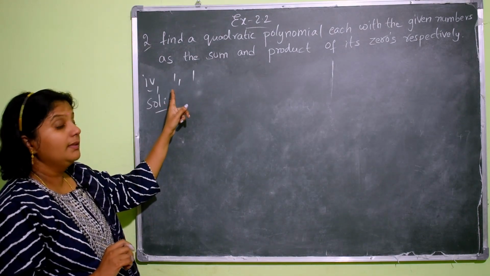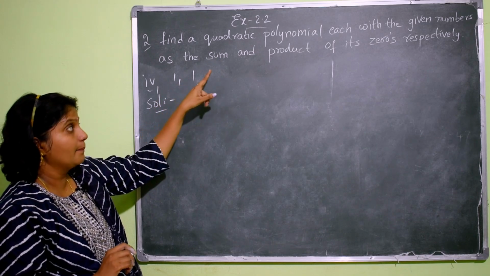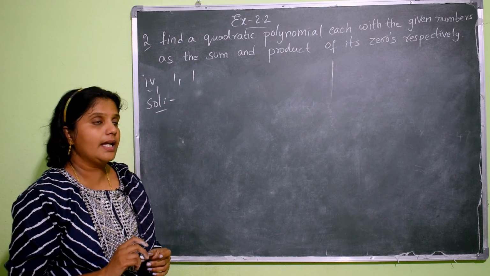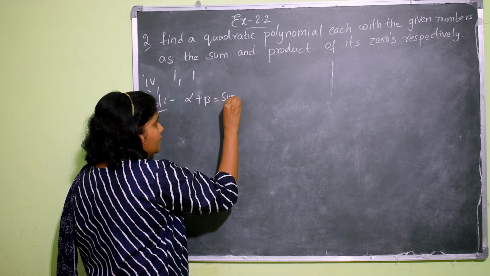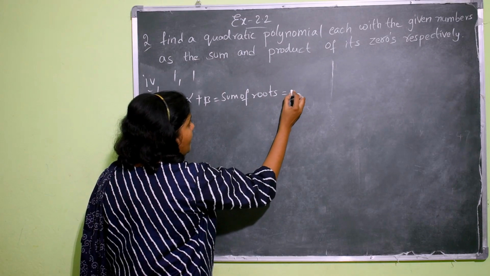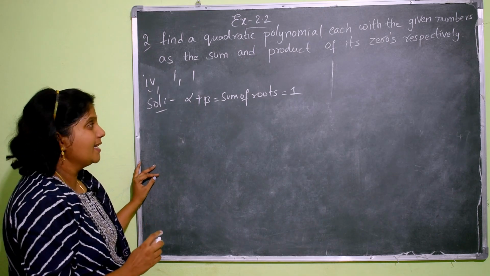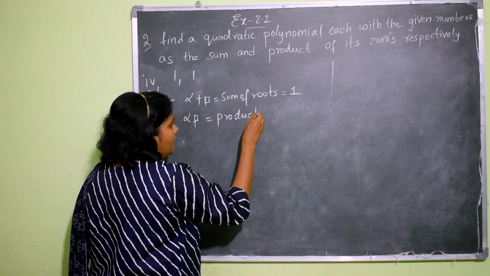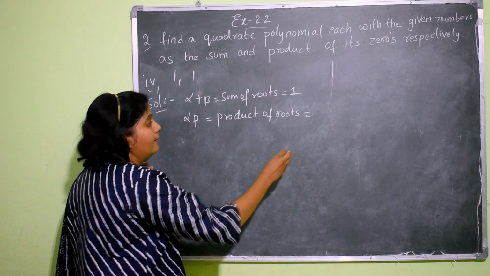Understood? So next problem, 1 comma 1. So what is the sum given here? The sum of the zeros is 1 and the product of the zeros is 1. For this 1 comma 1 we need to find the quadratic equation. So alpha plus beta, that is sum of roots, is given as 1. And alpha beta, that is product of roots, is here 1.